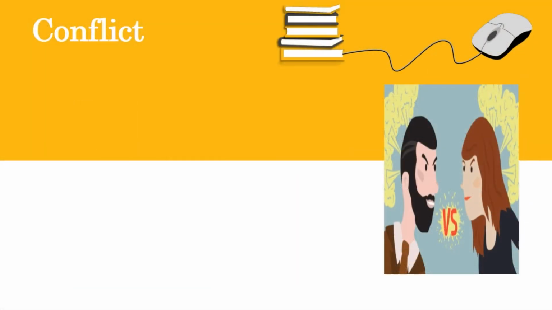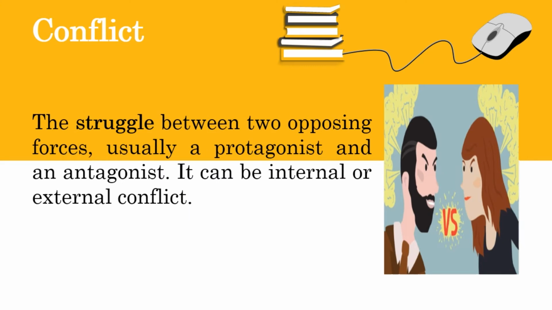And the last element is conflict. Conflict is the struggle between two opposing forces, usually a protagonist and an antagonist. It can be internal or external conflict. It is the problem or difficulty that the character faced in the story.